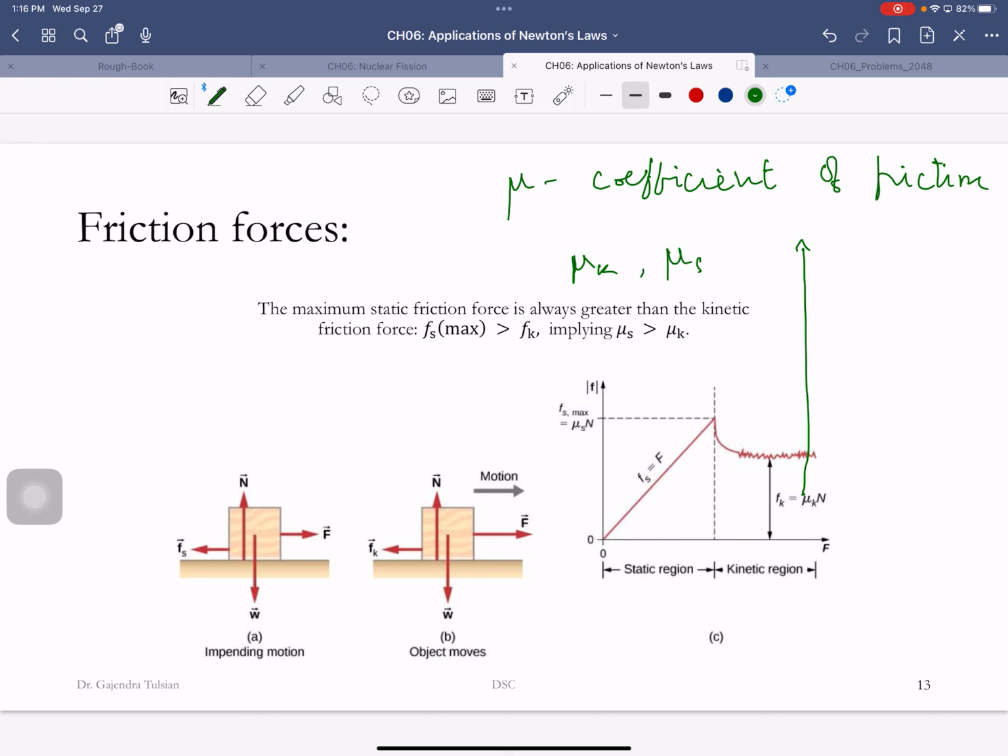Since the maximum static friction force is always greater than the kinetic friction force, that means mu s is always greater than mu k. The static coefficient of friction is always greater than mu k. These coefficients are important, and you have tables of these values for various surfaces, and I'll show the tables to you in a second. Can anybody tell me the dimensions of these? What are the units in which mu is measured?